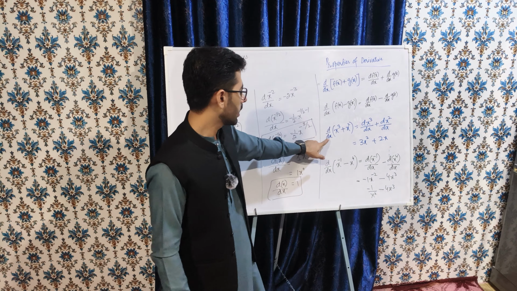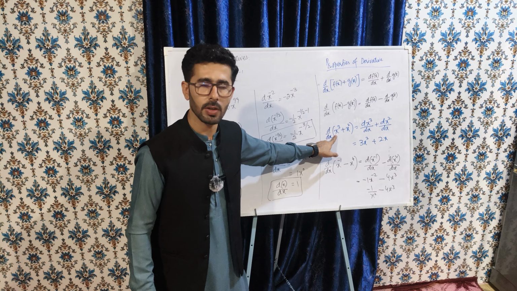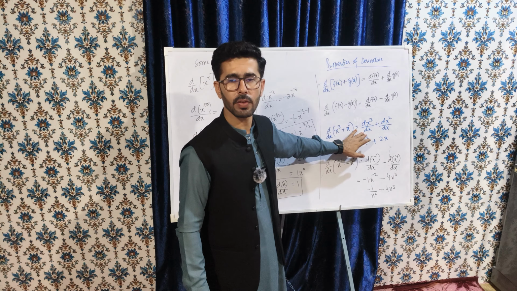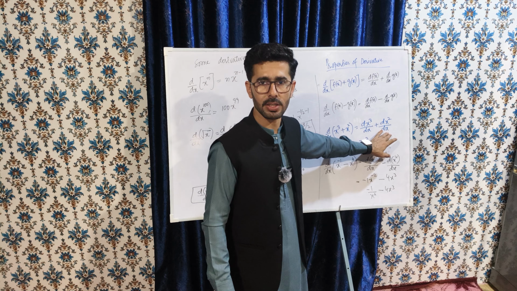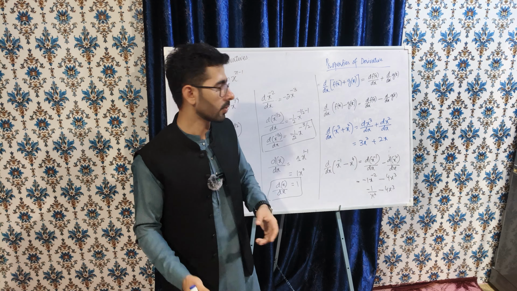So we take the derivative of x cubed plus x square. We consider x cubed to be one function and x square to be another function. We will have to find the derivative of x cubed separately and the derivative of x square separately, and then the two derivatives will be subtracted from each other.